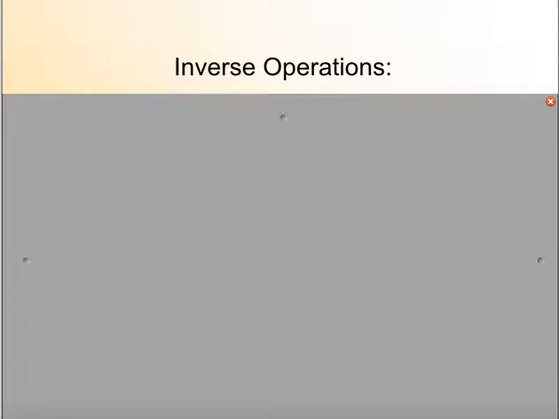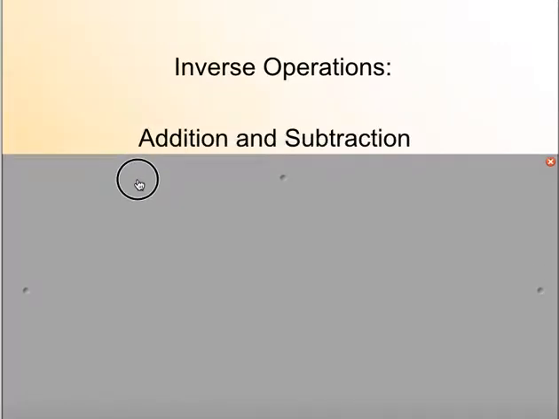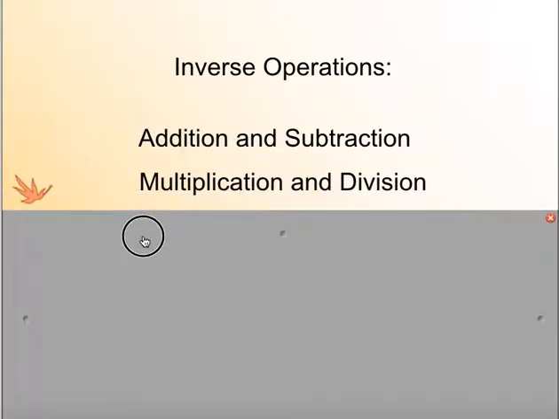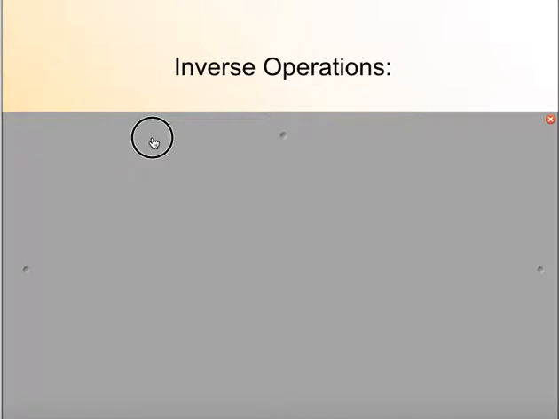Well, if we're talking about operations, then we are talking about things like addition and subtraction, which are inverse of each other, or multiplication and division. Another common one is something like taking the square of something and taking the square root. Okay, things that will undo each other.